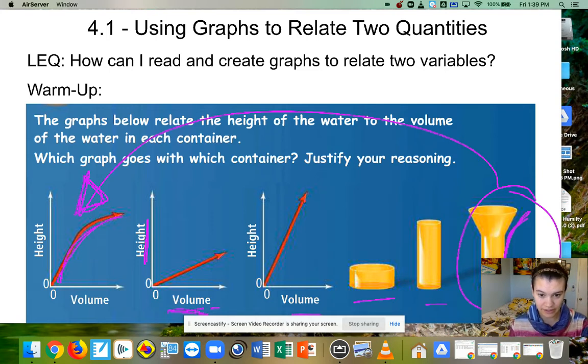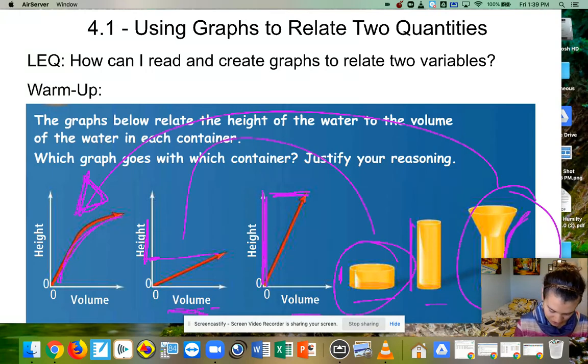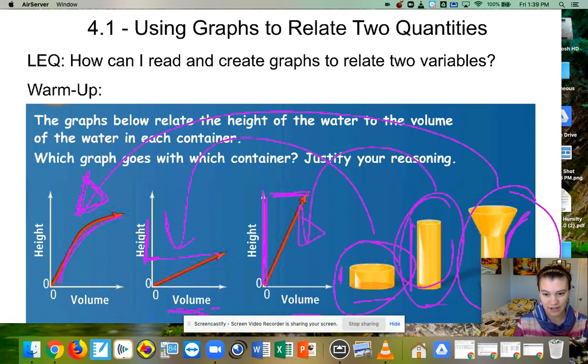Now we need to think here, this is the height, right? We have a tall one here, we have some height here, we have a short one here, and still height. This one reaches a pretty high height. This one only reaches a pretty short height. So the short one needs to go with the short height, and the tall one goes with the tall height.